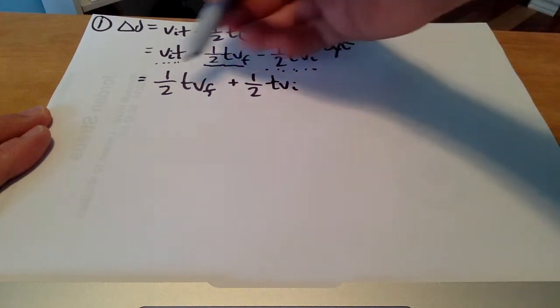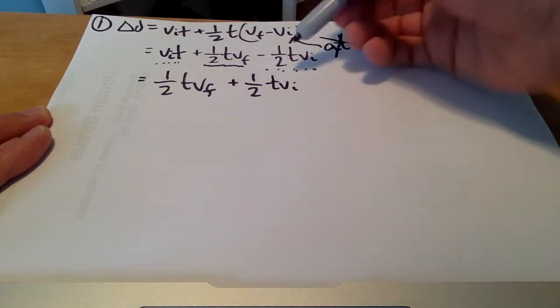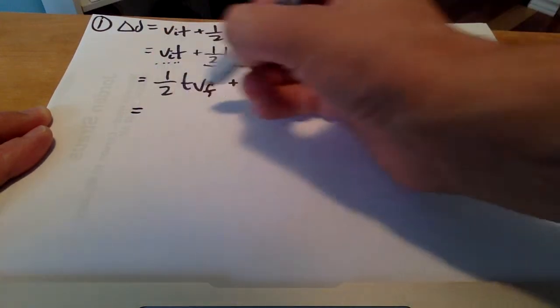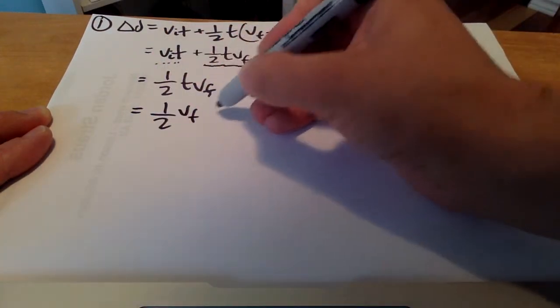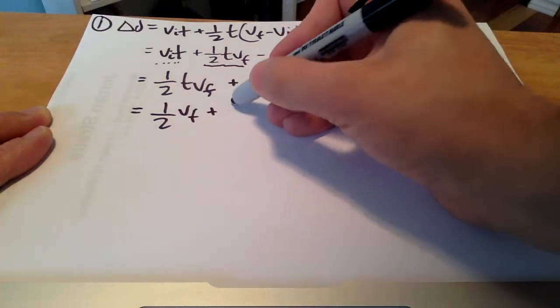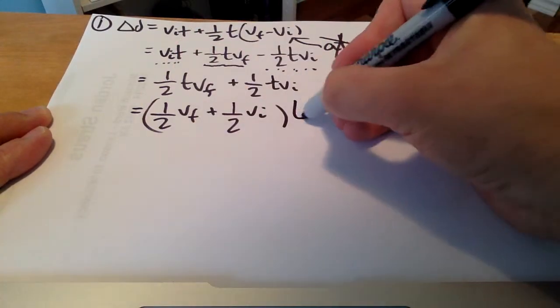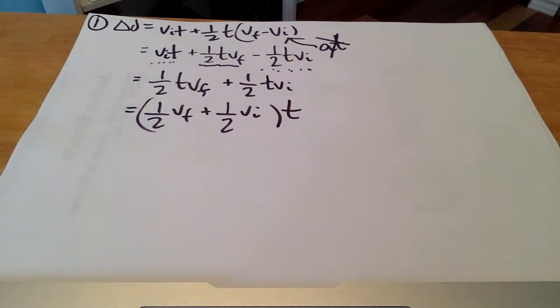At this point, I want to clean this up a little bit, so I'm going to common factor. What I'm going to do is take a T out. I'm going to common factor a T out. Okay, so when I do that, I'm left with 1/2 VF plus 1/2 VI. And I've common factored a T out, so it's sitting outside the brackets like so.